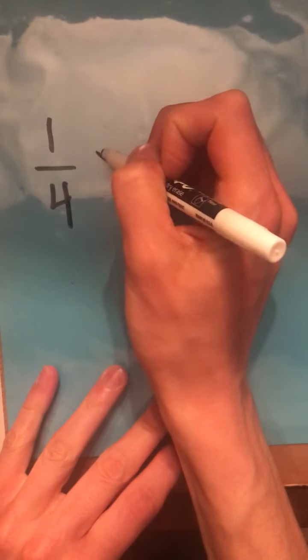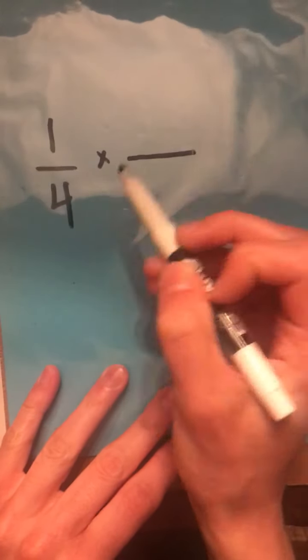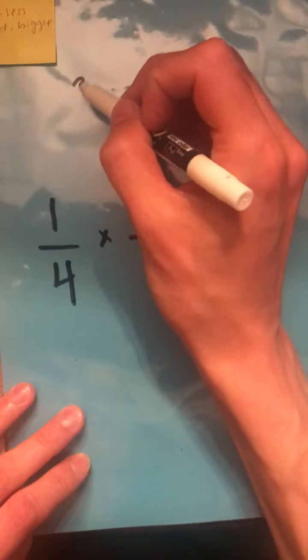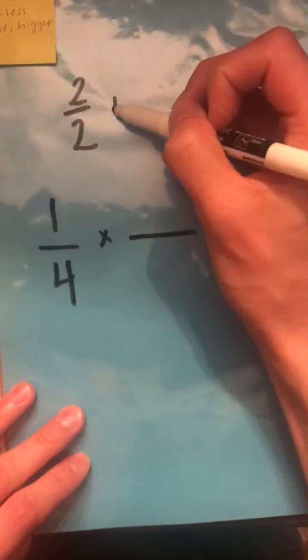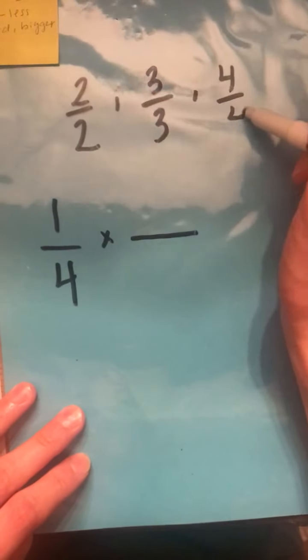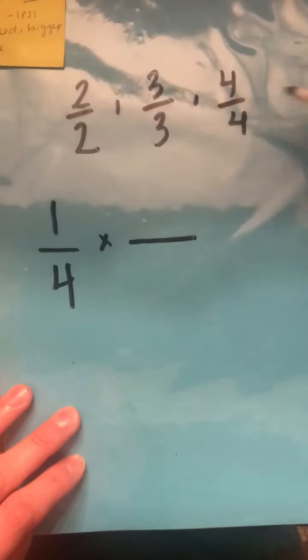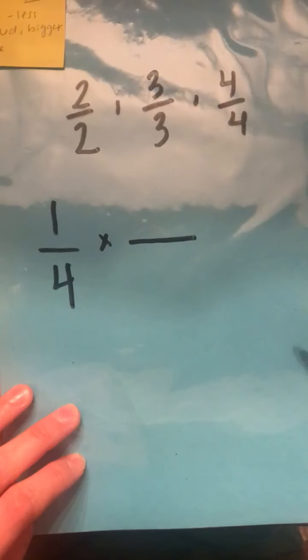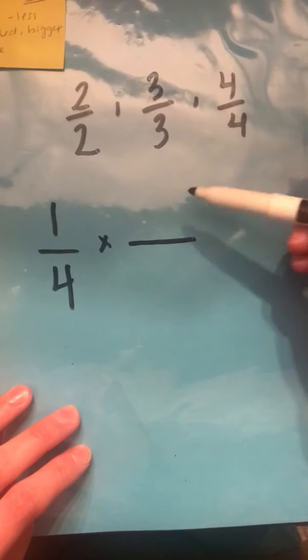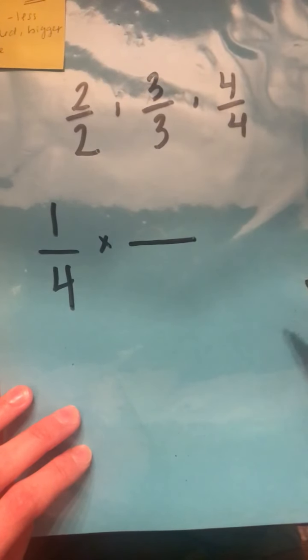Your job is going to be to pick a fraction that you want to multiply 1/4 by. So remember, you can choose any fraction that's equivalent to 1. So maybe you'd like to do 2/2, or maybe you'd like to do 3/3, or 4/4. It doesn't matter. You can choose any fraction as long as it's equal to 1. And remember, for a fraction to be equal to 1, the numerator has to be the same as the denominator.